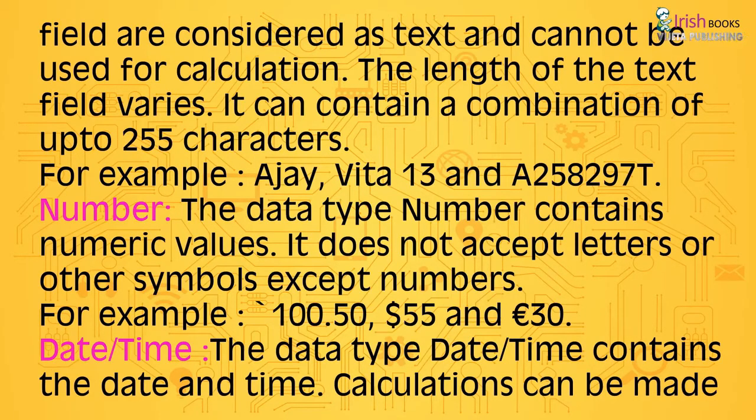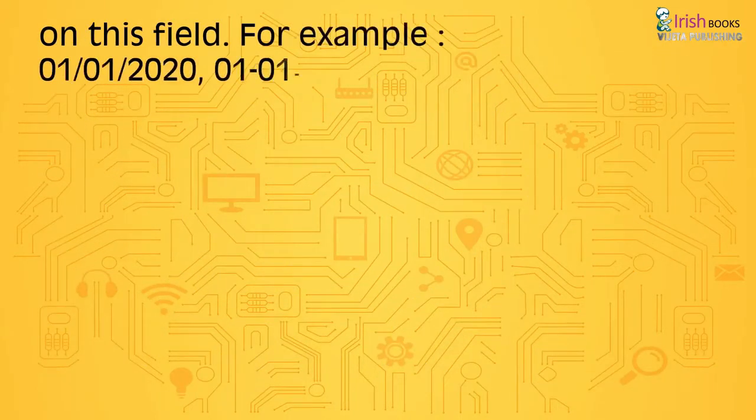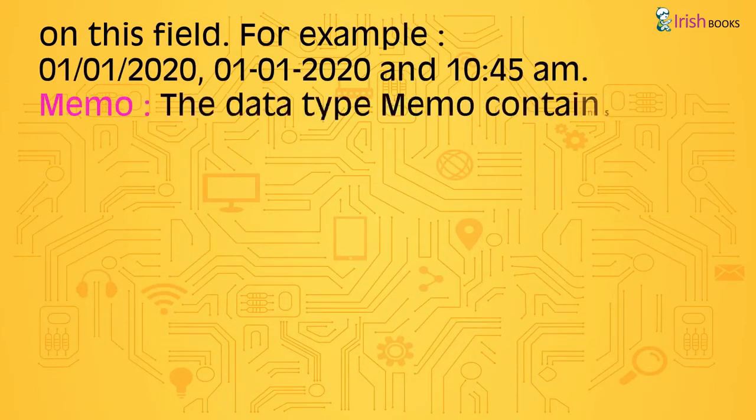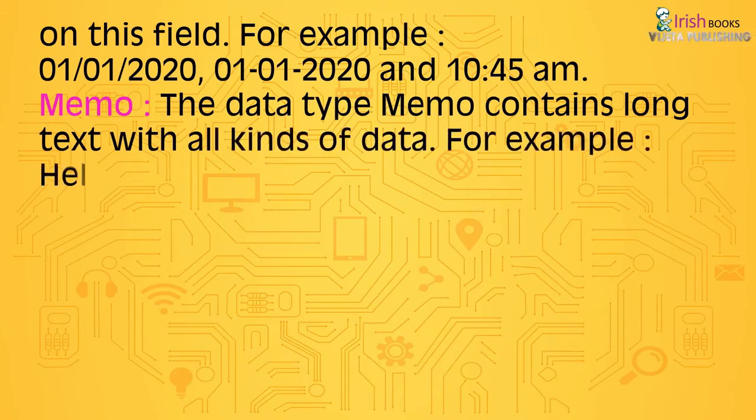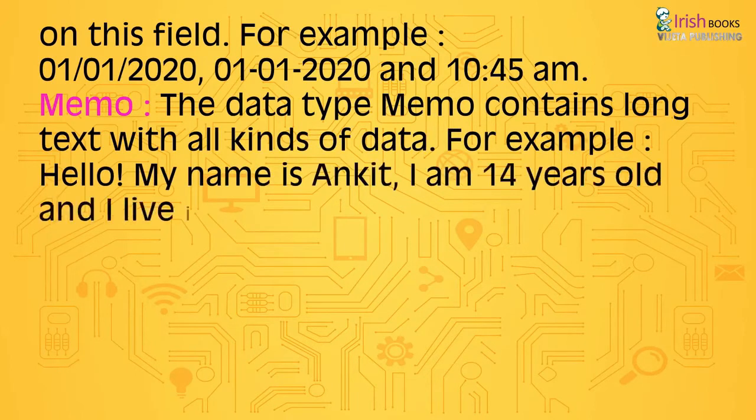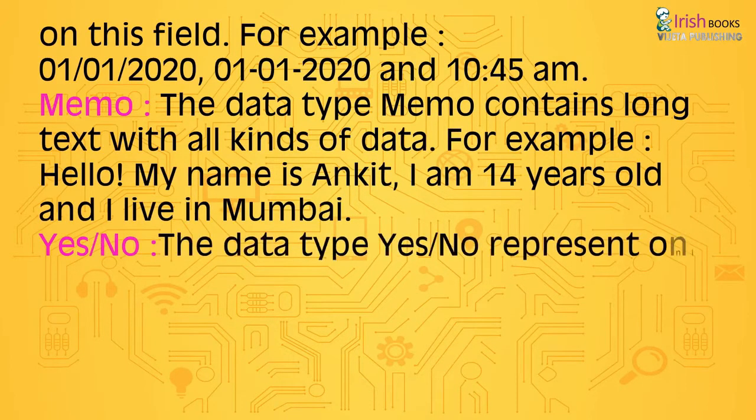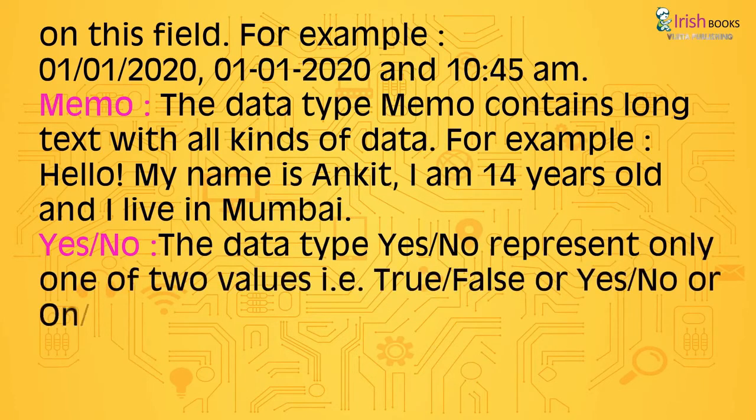Date time. The data type date time contains the date and time. Calculations can be made on this field. For example, 01/01/2020, 01-01-2020 and 10:45 a.m.